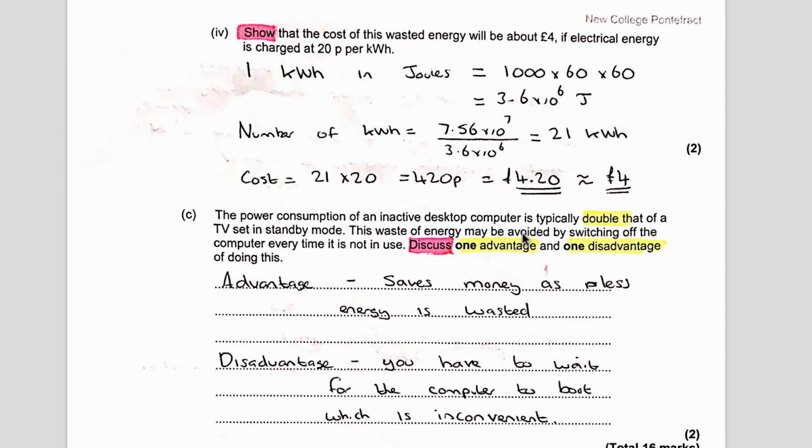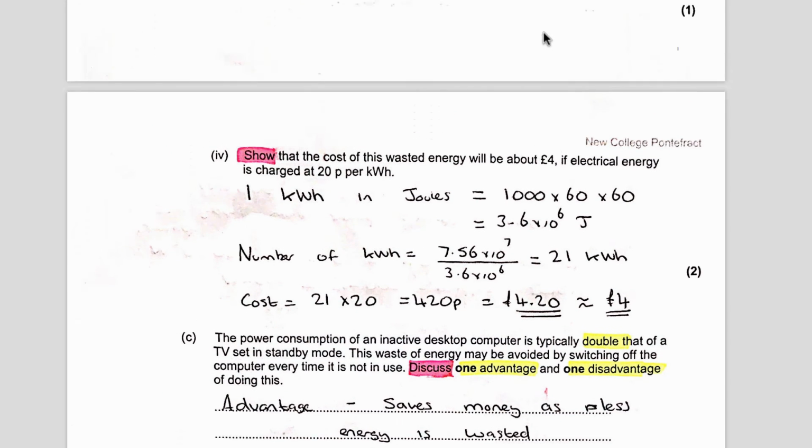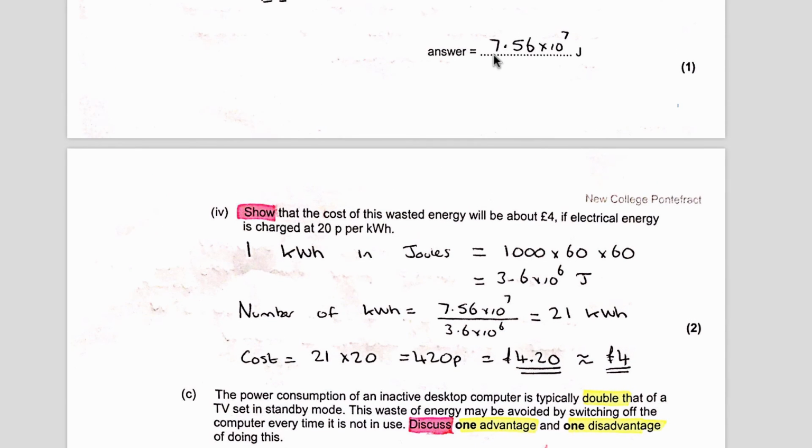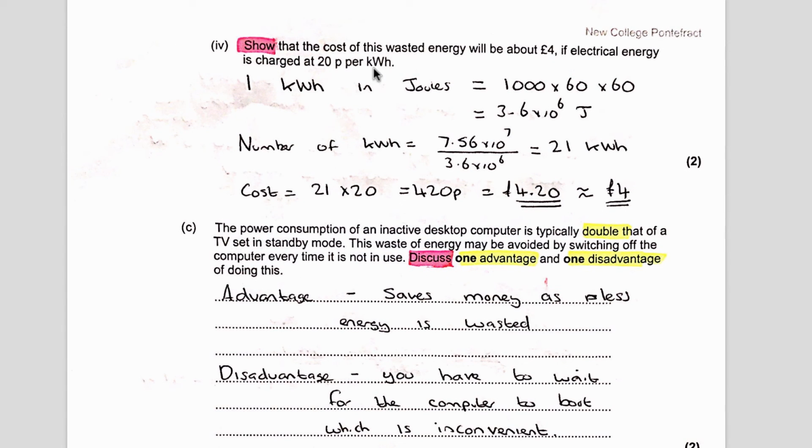Okay, so part 4. For the last part of this section, we need to show that the cost of wasted energy is going to be about £4 if the electrical energy is charged at 20 pence per kilowatt hour. So again, it's a show that question, so we need to show that it's roughly £4. Now, what we do know is how much energy is wasted, because that was this part up here. So we know that 7.56 times 10 to the 7 joules are wasted. Unfortunately, we don't know how much it costs for a joule.